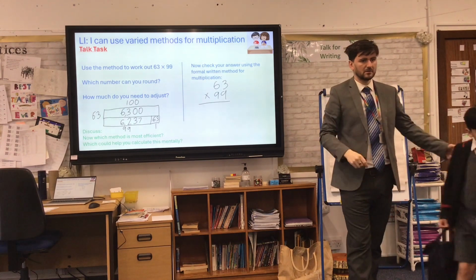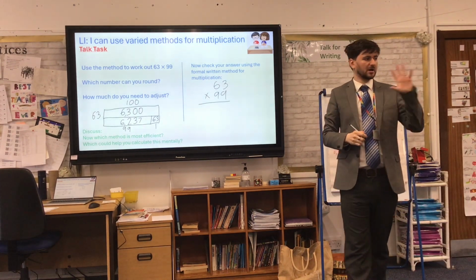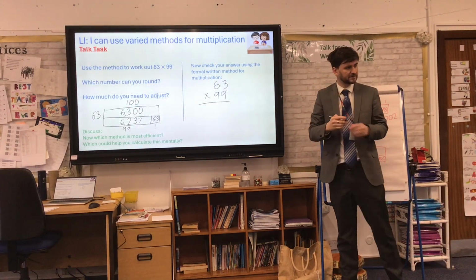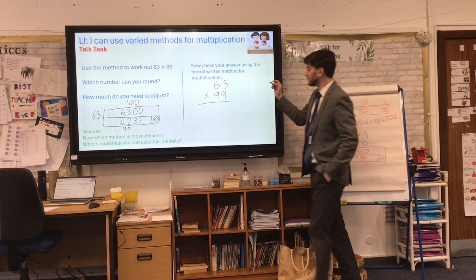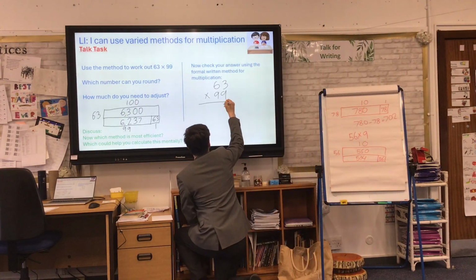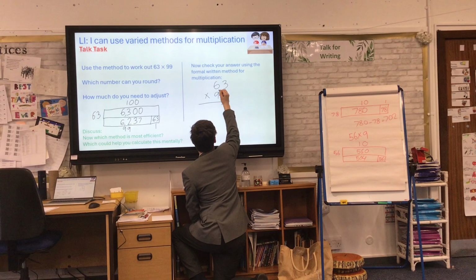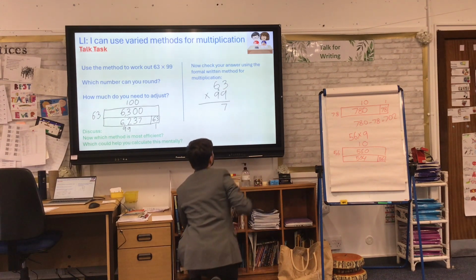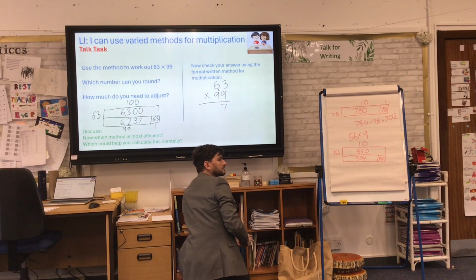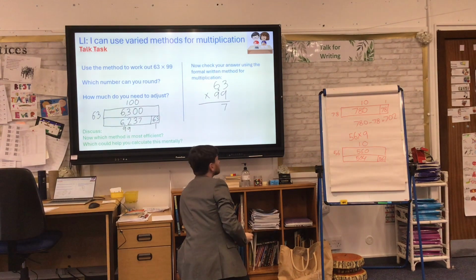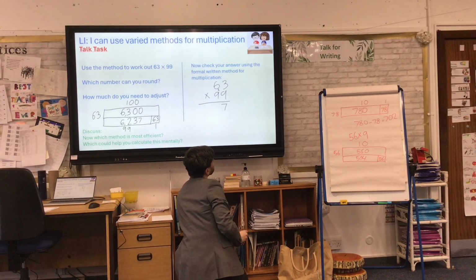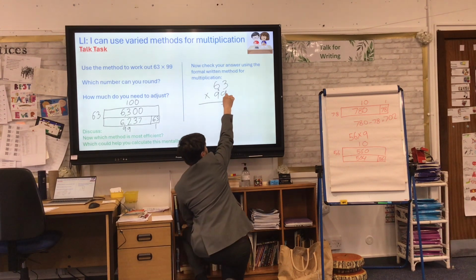We've done long method for multiplication. I've asked Julia to start me off. How do I start off? 3 times 9, which is 27. And then you do 6 times 9. Yeah, absolutely. So I'm starting with my ones.